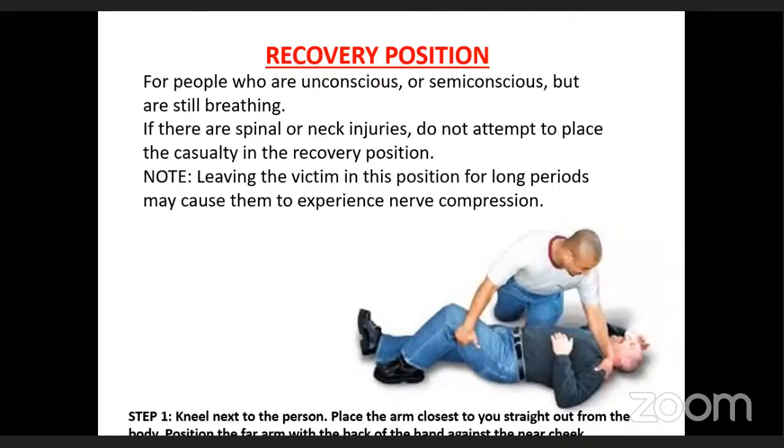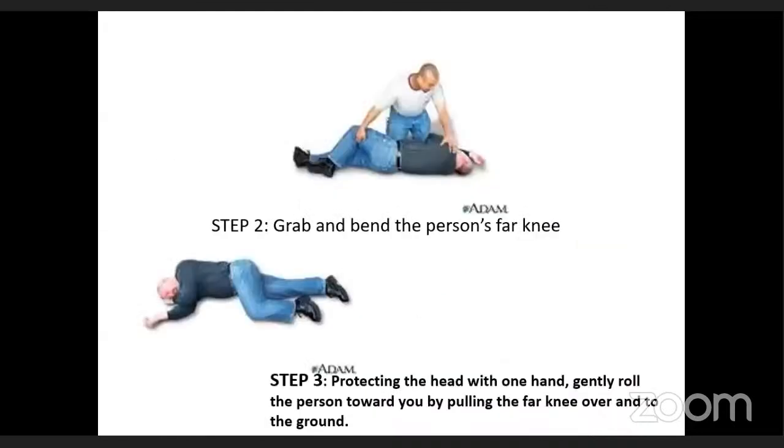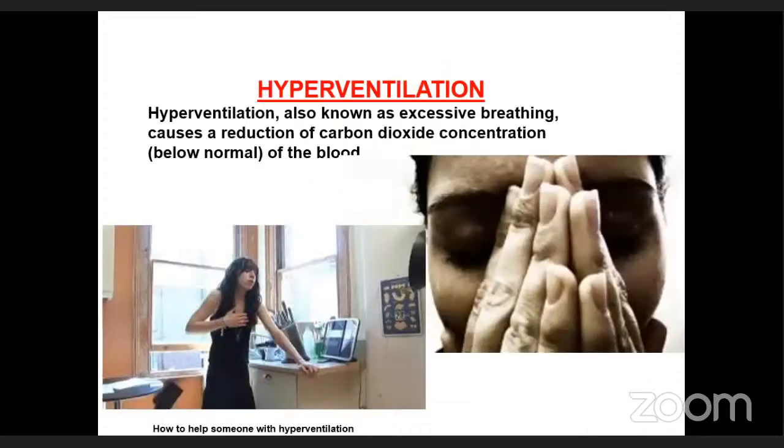So what are the things? How do I put him or her in such a position? Number one, you kneel next to the person. Place the arm closer to you straight out from the body. Then position the far arm with the neck back and the hand against the rear cheek. We'll see the picture. That is how you grab the person, you bend him, and you make sure the person is put in this position. That is what we call the recovery position in first aid.